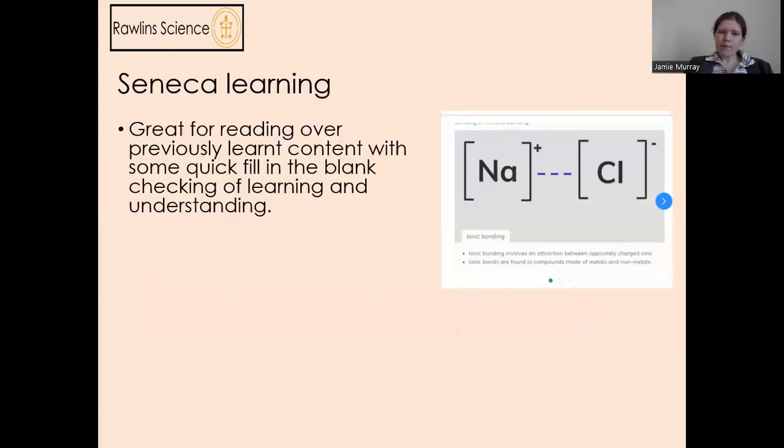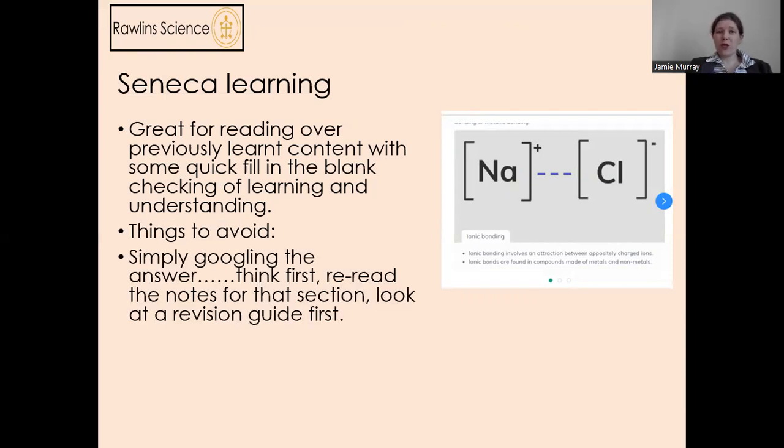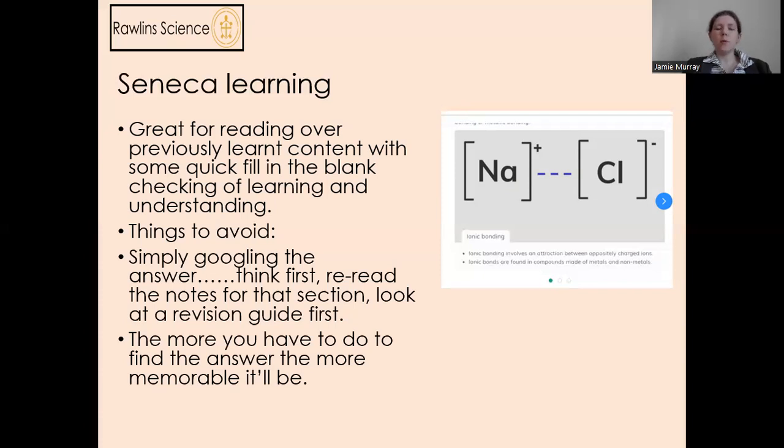Right, Seneca Learning. So great for reading over some of your previously learnt content. What's really important with this is that you do actually read the information. Okay, I've seen many of you where you just sort of flick through and then you just Google the questions. That's not actually helpful to you because it doesn't take much memory to Google and then fill it in straight away. Okay, so try rereading over the content first, then try looking in the notes and the revision guides. Okay, trying to answer the questions first. The more you have to do, the more memorable it will be. That's what's really, really important about this.